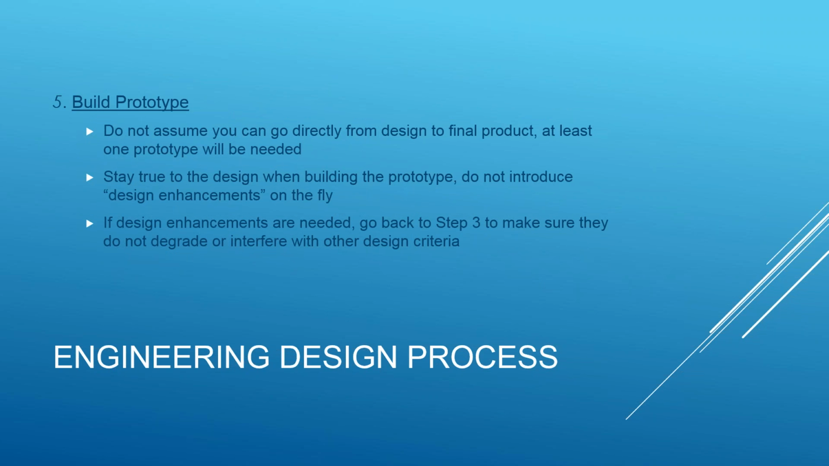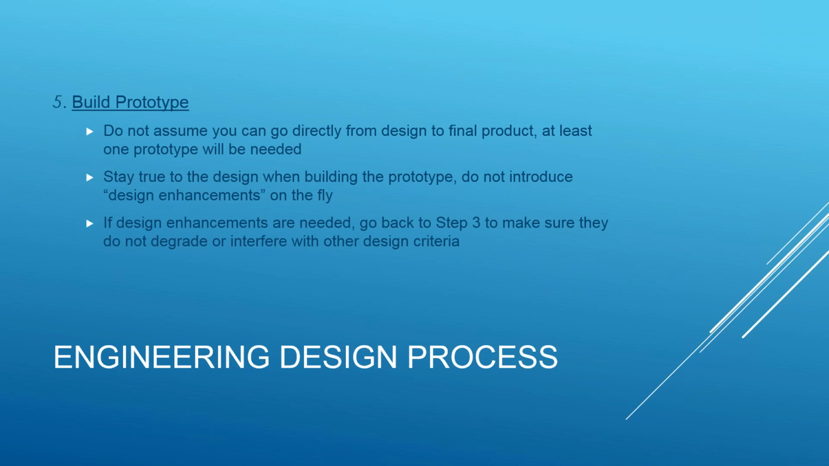Then we're going to build a prototype. You don't want to assume that you can go directly from the design to the final product. You'll build at least one prototype. You may do a good enough job in your brainstorming that everything works just fine, but the odds are pretty good that you're going to build the first prototype and you're going to find something that it could do better if you modified some piece of the robot.